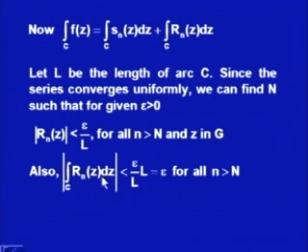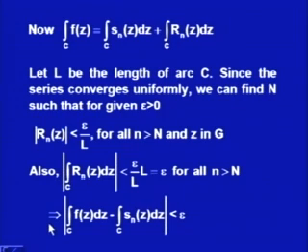So, the integral of Rn(z) dz, when we take its modulus, will be less than epsilon by L times the length of the curve C, which is L. So, this is less than epsilon for all n greater than N, and this implies that the modulus of the integral of f(z) dz over the curve C minus the integral of Sn(z) dz over C is less than epsilon. This proves our result that term by term integration is possible.